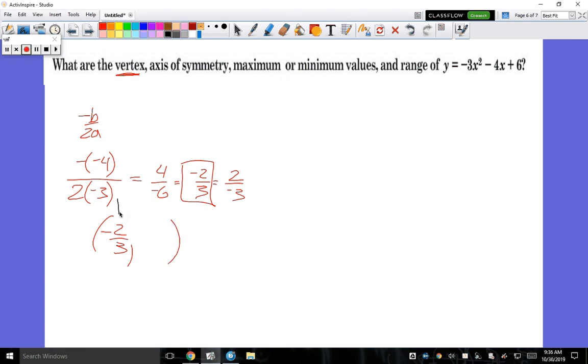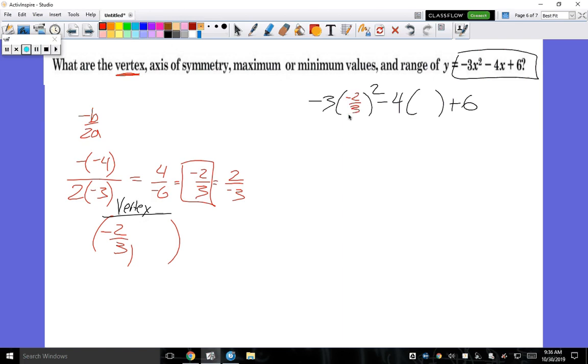And now I need the y value. Tyson, what do I do to get the y value? Plug it back into the original equation. So let's build that. Negative 3 parentheses squared minus 4 parentheses plus 6. I'm plugging in a negative 2/3. Tyson, tell me what to do next. What does that end up becoming? Oh, without a calculator.